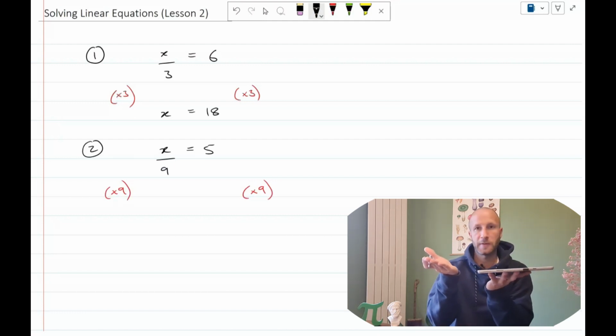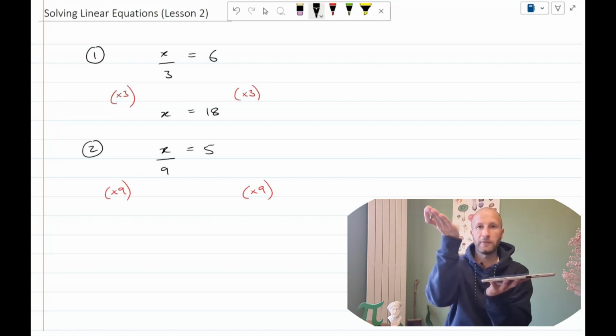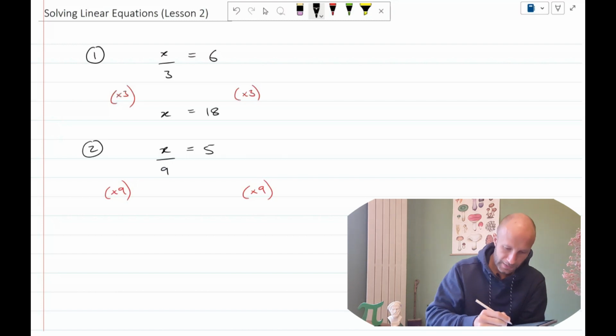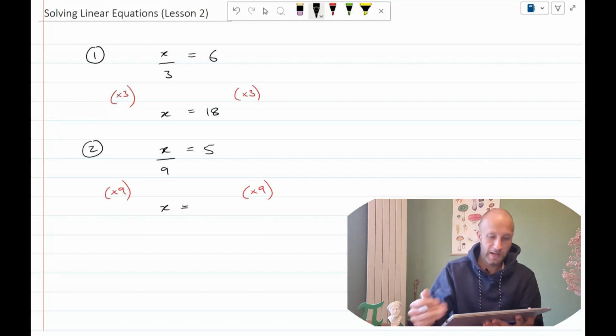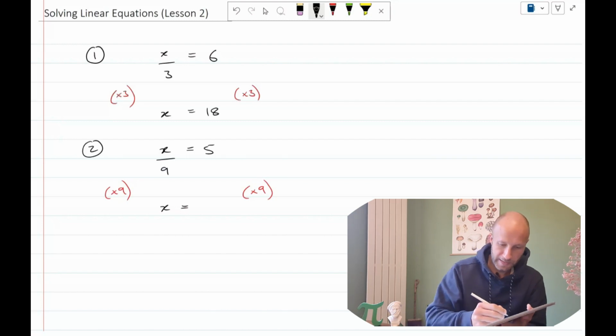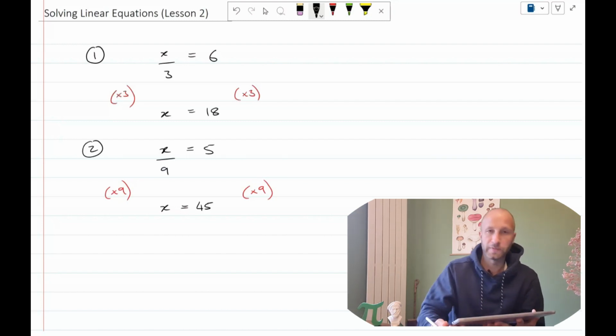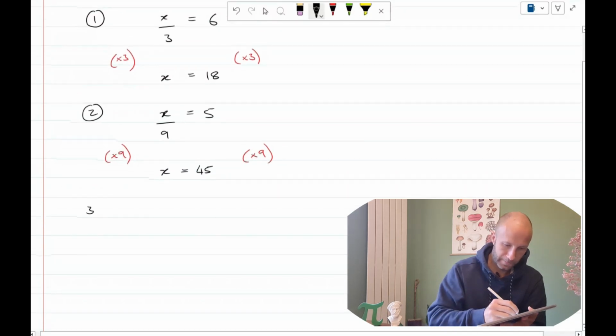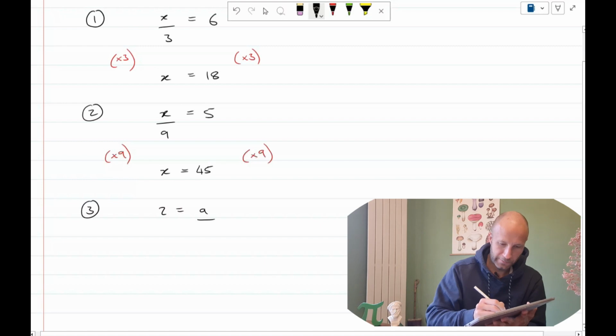Think of those scales we talked about. Times one side by 9, they're not level, they're not equal. If I times the other side by 9, they're back level again. So I times the left by 9, it'll cancel as the division by 9, and the x will just pop out nicely. But I've got to times the right by 9 as well. 5 times 9 gives me 45. X equals 45. Number 3. Okay, let's mix it up very slightly.